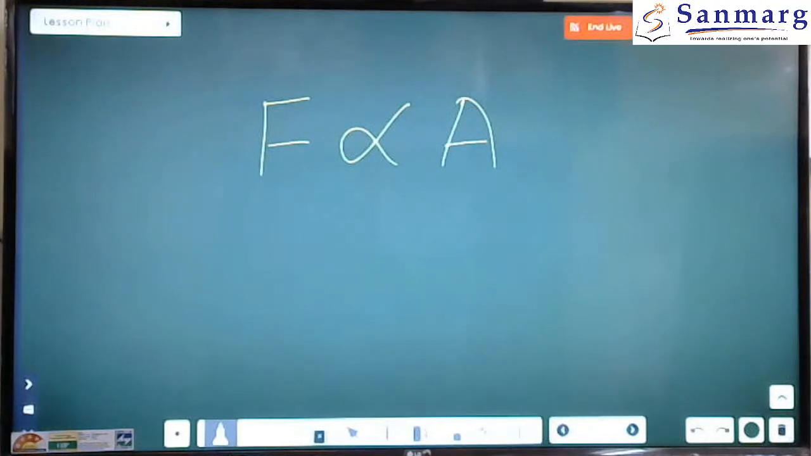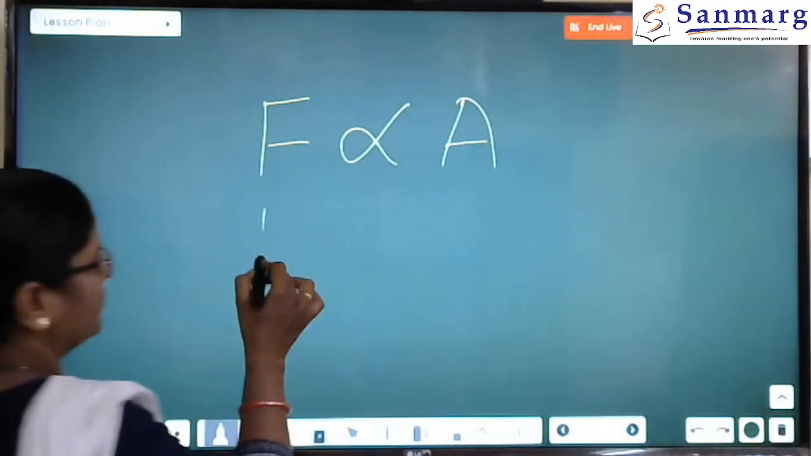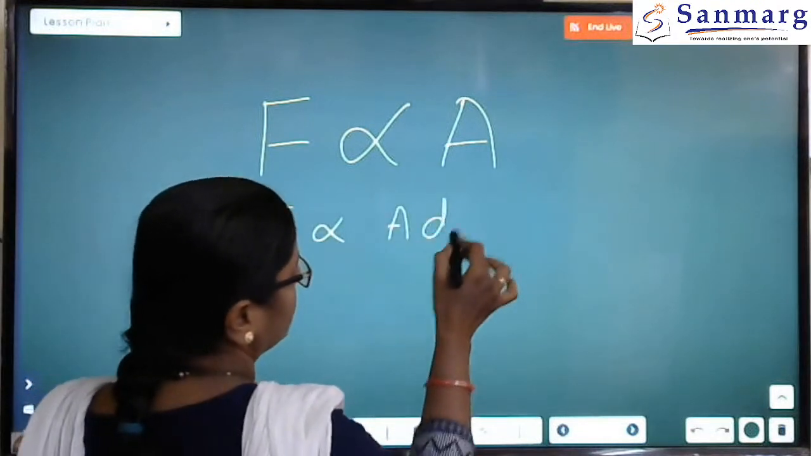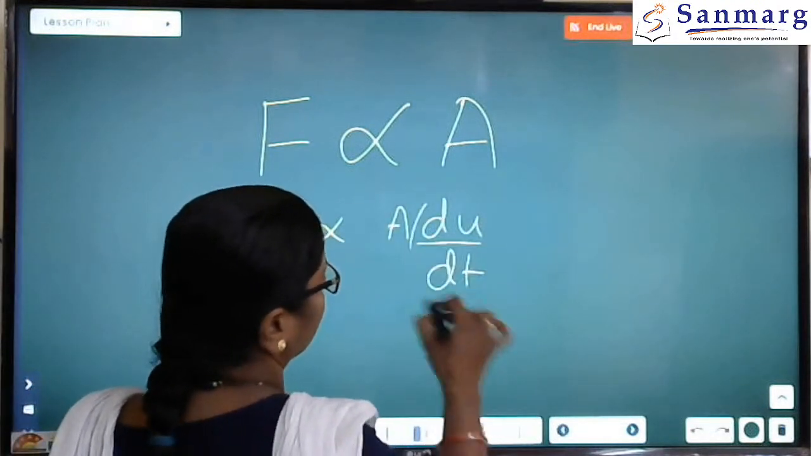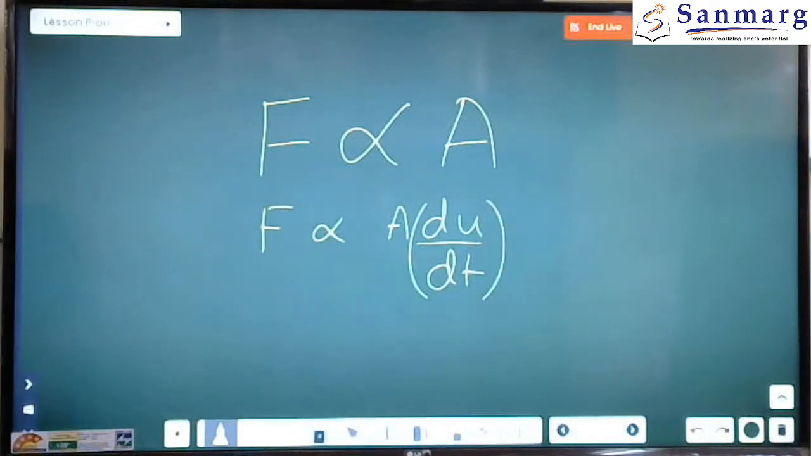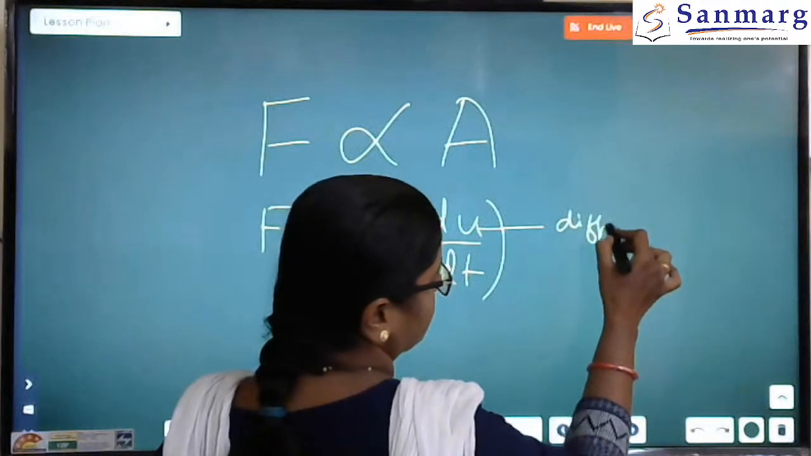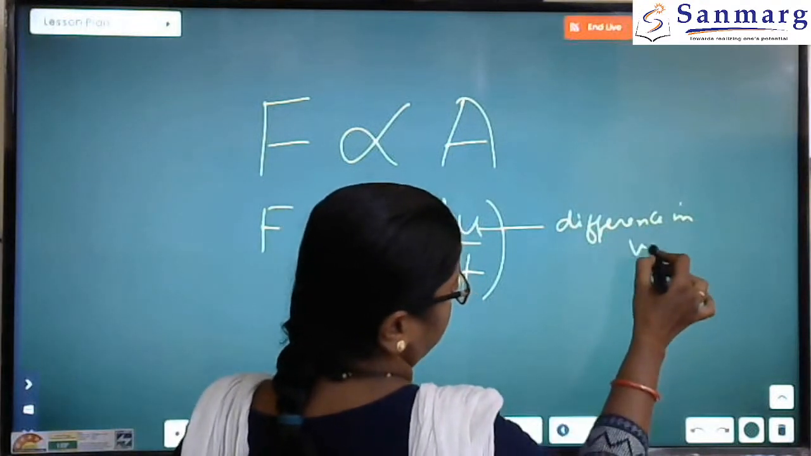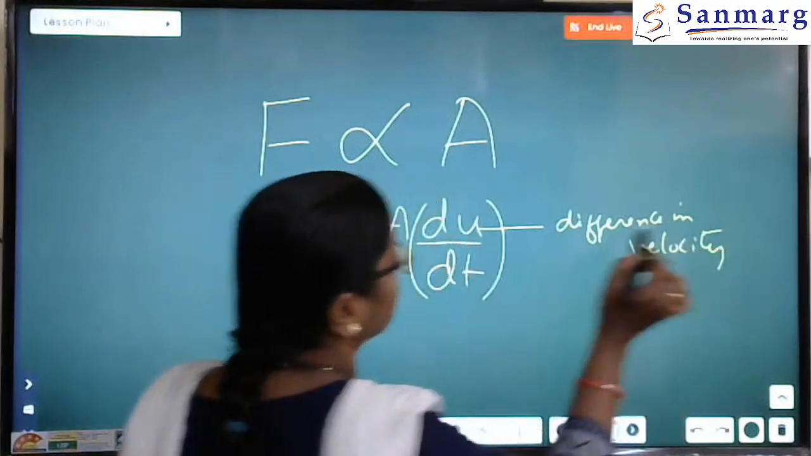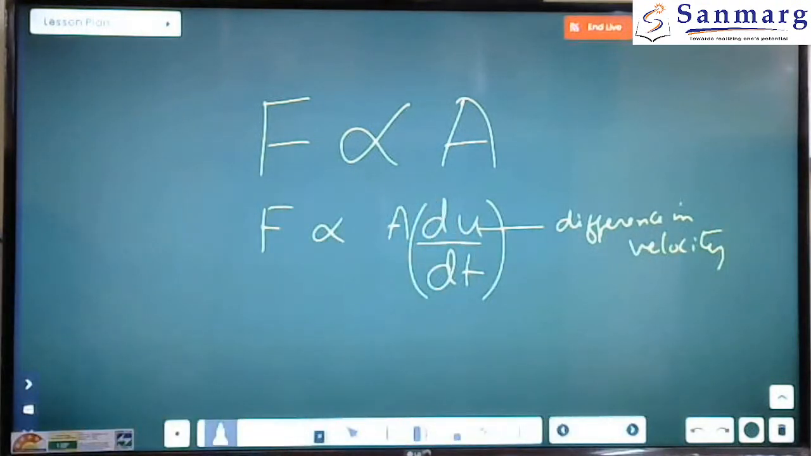Okay, so this you can write as area is nothing but du upon dt. And what is du upon dt? Du means difference in velocity between adjacent layers. Difference in velocity between two layers is taken as du upon dt.